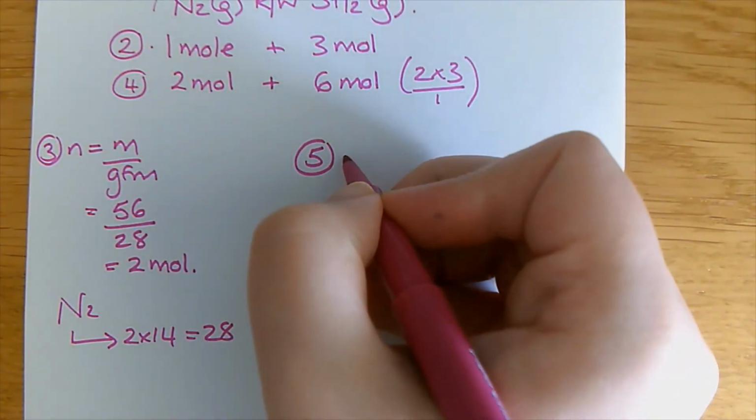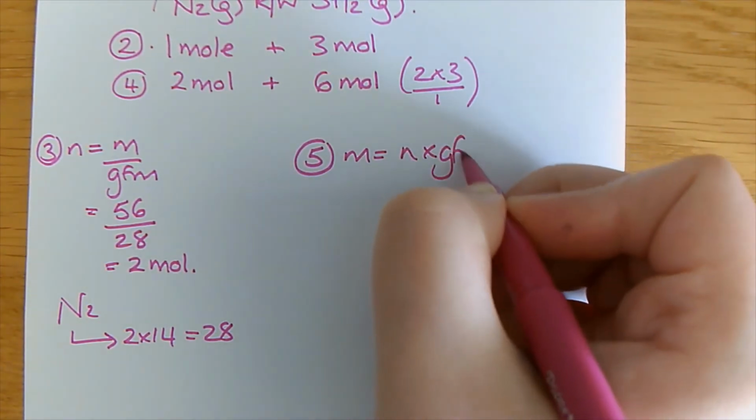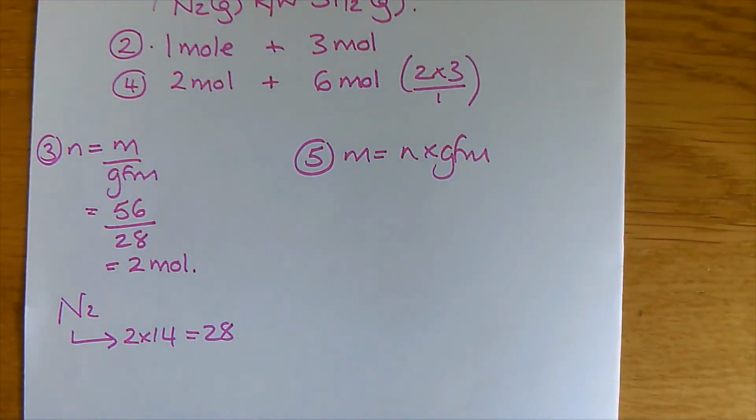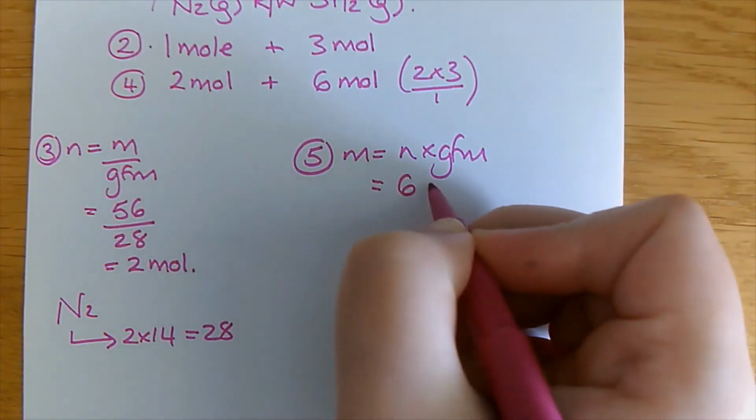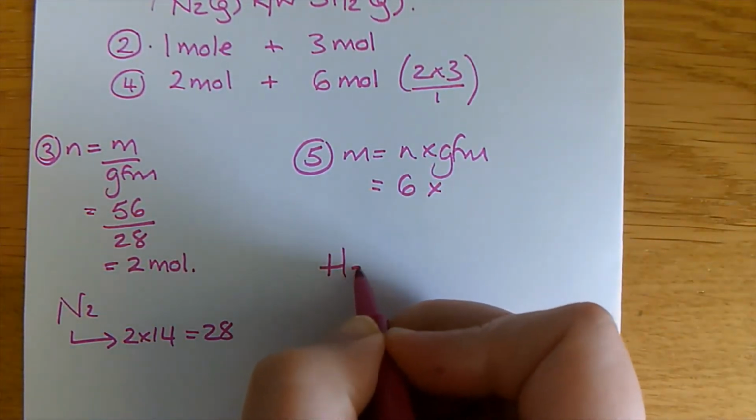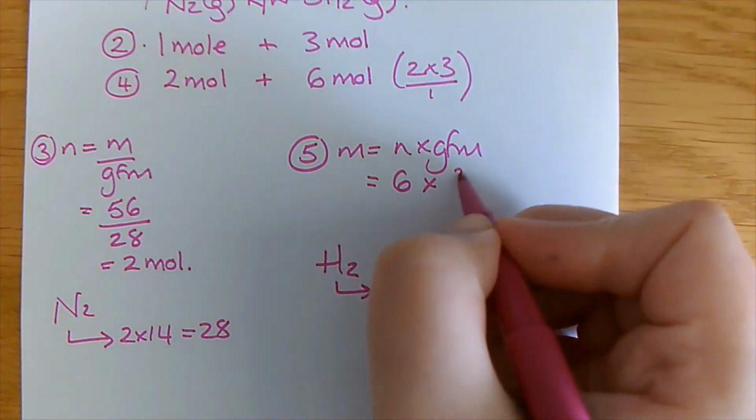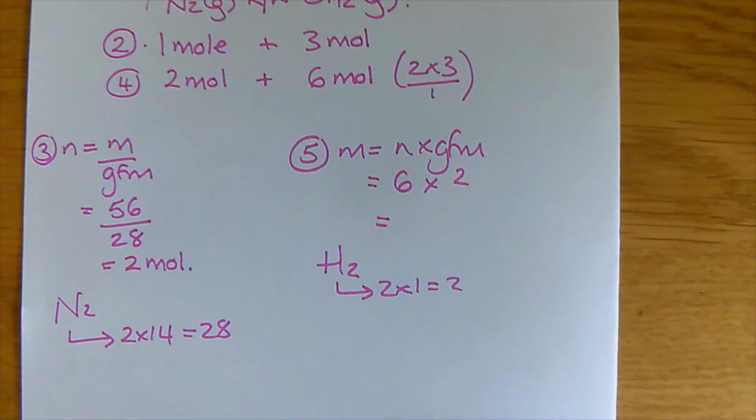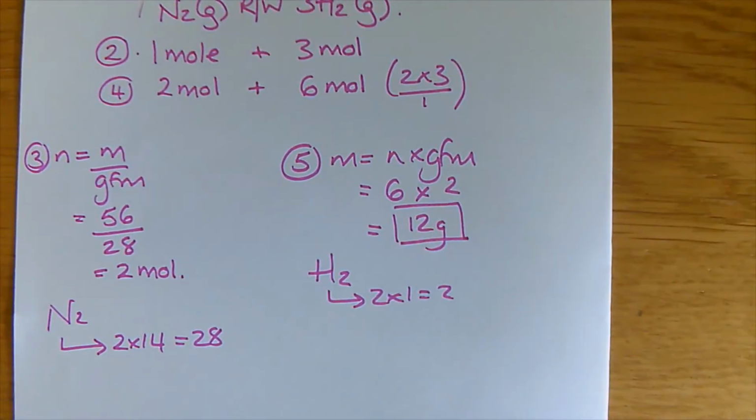Using our new number of moles that we've just calculated, we can work out the mass of hydrogen that we would be required to use. Number of moles is 6 and our gram formula mass is 2. 2 times 1 gives us 2. So our final answer here is 12 grams. We would need to have 12 grams of hydrogen to react fully with 56 grams of nitrogen.